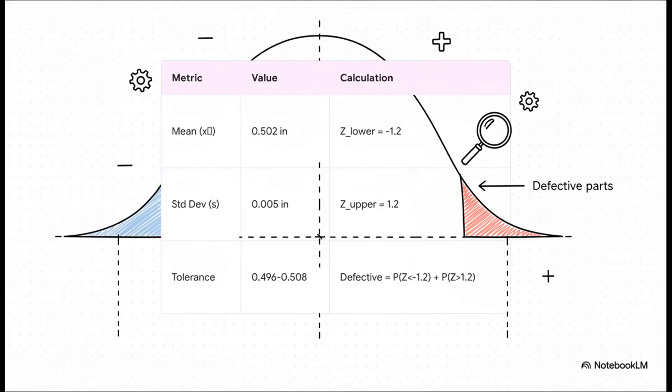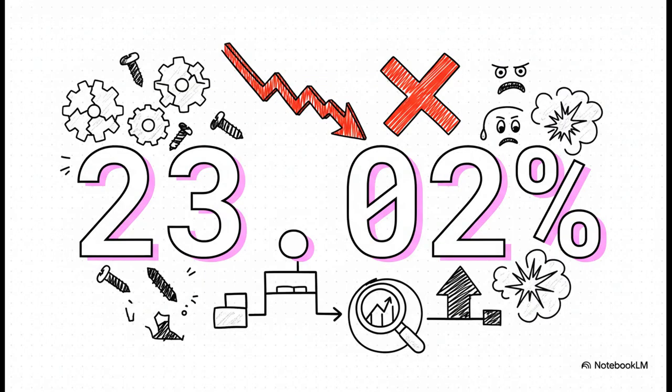Okay, this case needs a two-sided analysis. We have to calculate a z-score for both the lower and the upper tolerance limits. That gives us z-scores of negative 1.2 and plus 1.2. Now, because a part is defective if it's either too small or too large, we have to find the probability in both tails of the distribution and then add them together to get our total defect rate. And the total defect rate is a staggering 23.02%.